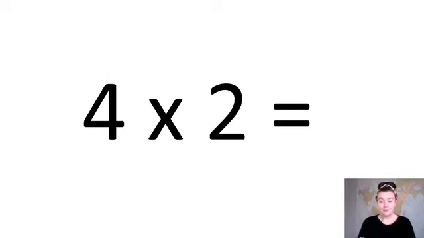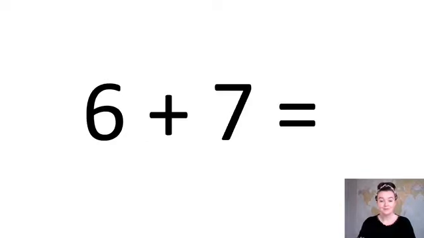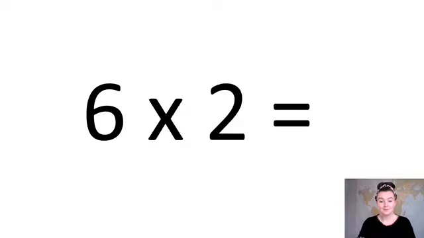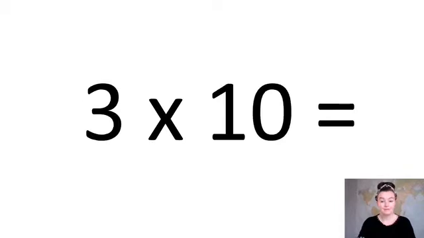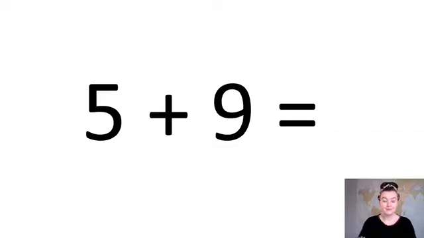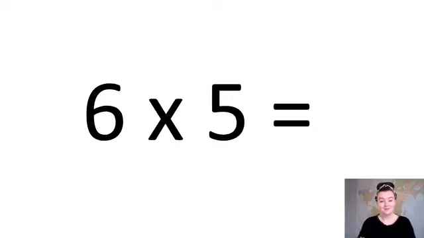4 times 2 is 8. 6 plus 7 equals 13. 6 times 2 equals 12. 3 times 10 equals 30. 5 plus 9 equals 14. 6 times 5 equals 30.